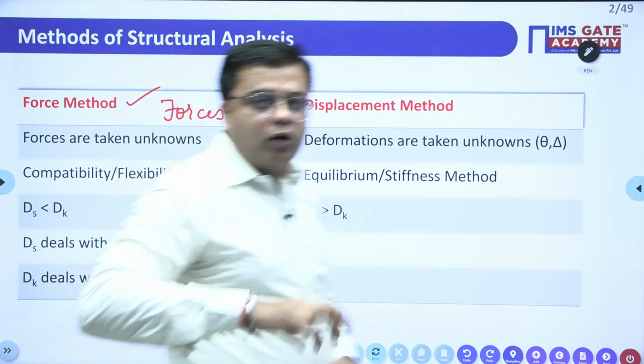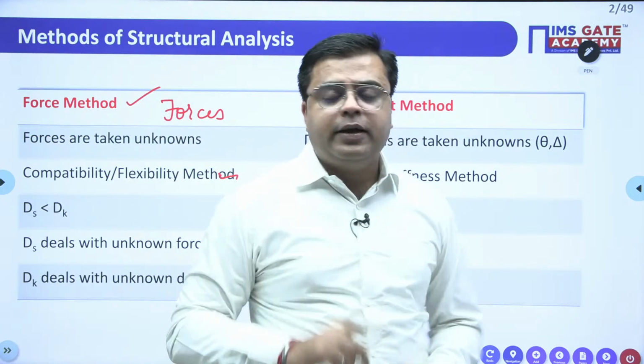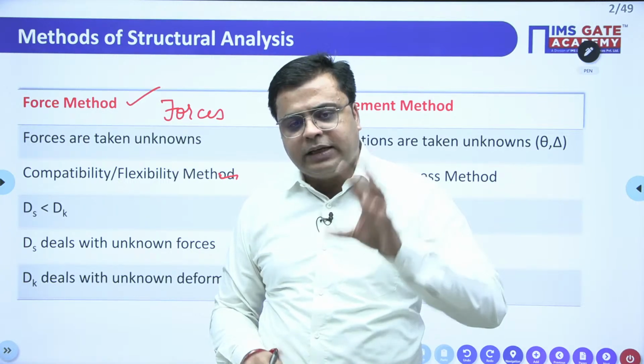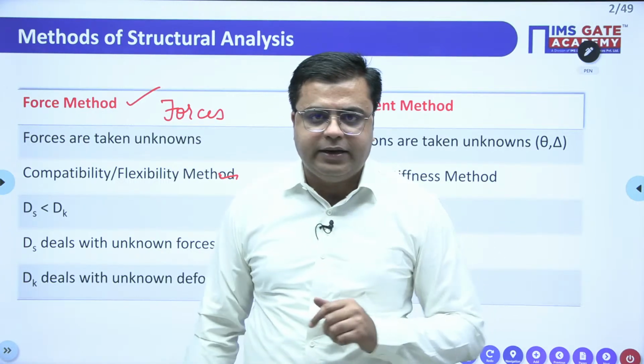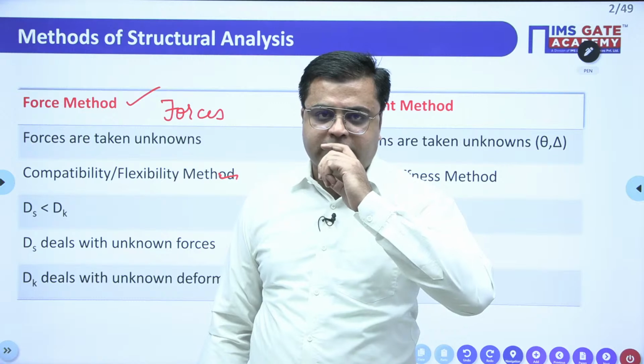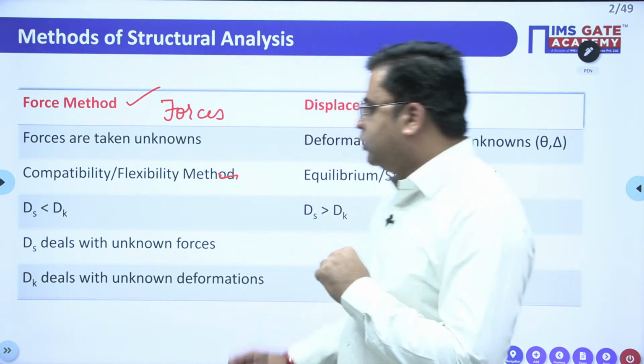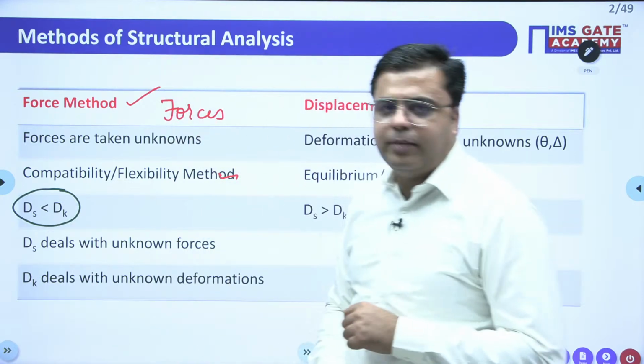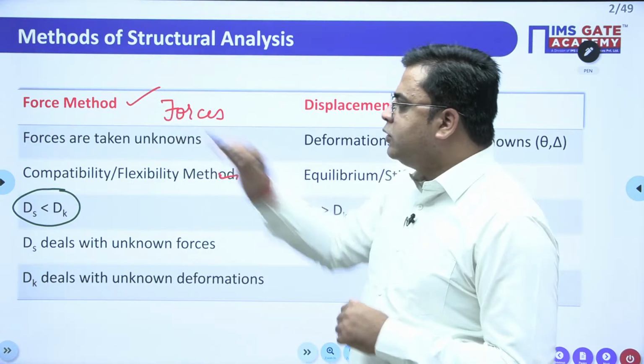Now how to choose when to use force method? Whenever the degree of static indeterminacy of the system is less than the degree of kinematic indeterminacy, we choose force method for analyzing the structure. So whenever our system has less degree of static indeterminacy than kinematic indeterminacy, we use force method.